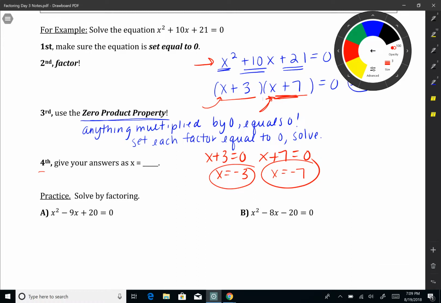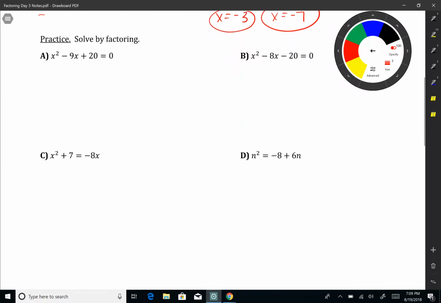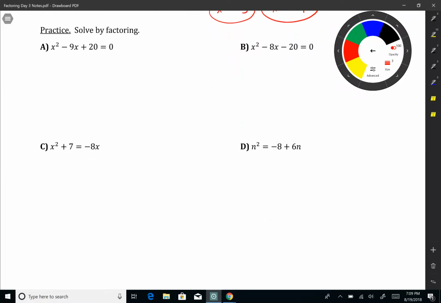So we're going to try a few, and then the ones we do not finish, we'll finish in class together. All right, solve by factoring. So let's look at our first one, which is x squared minus 9x plus 20 equals 0. My first step is to make sure that it's set equal to 0, and this one is. My second step is just to factor.